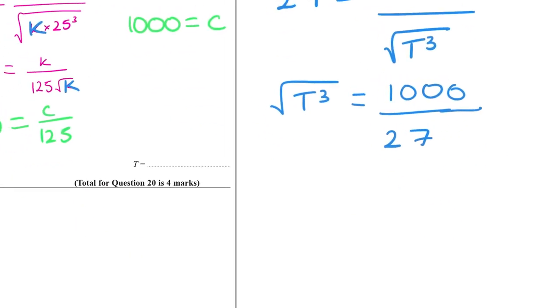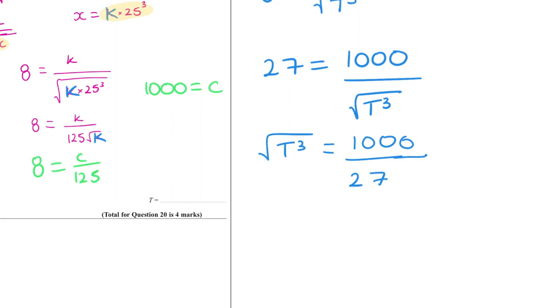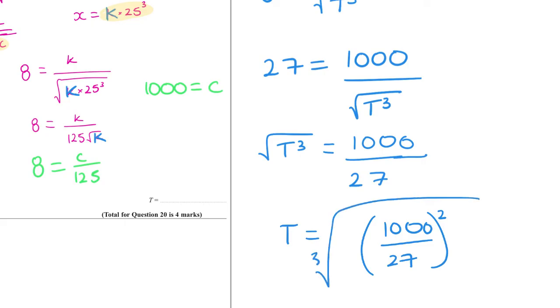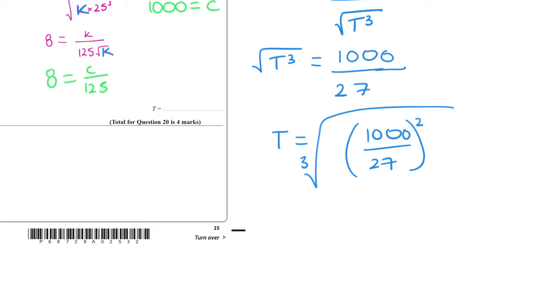27. So technically, I need to square both sides and cube root them. Okay? So t equals 1,000 over 27 squared. That's how I get rid of the square root. Cube rooted. Now the cube root of 1,000 is 10. Cube root of 27 is 3. Square both, we should get 100 over 9. Is that right? You're going to put it in the calculator. You're not going to trust my mental maths, eh? So we should get 100 over 9.